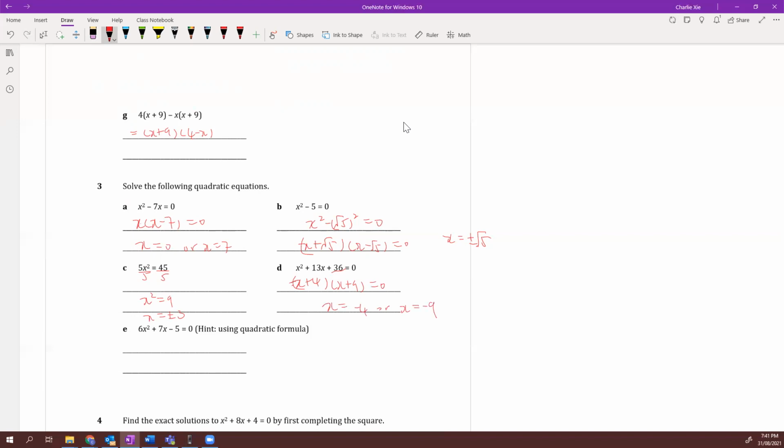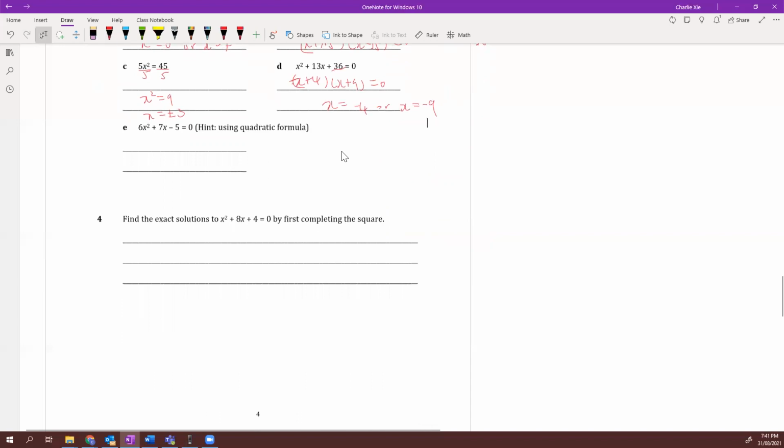Okay, last one, using the quadratic formula to work this one out. The quadratic formula tells us x equals negative b plus or minus the square root of b squared minus 4ac. Oh, this is too small. We'll do it again. Let me delete this. I'm going to write it here because it needs more space.